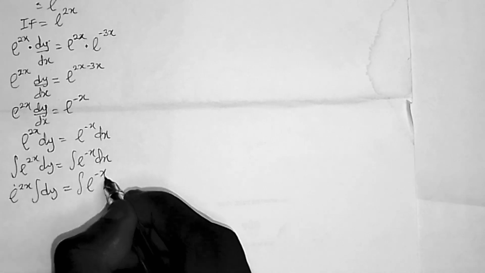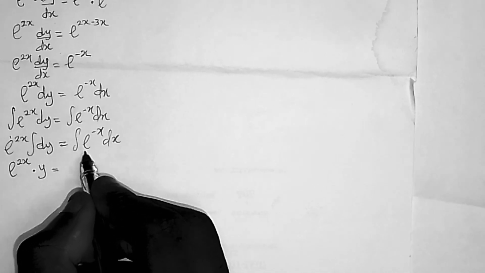Now you can see that this is exponential 2x dy. You cannot integrate it with respect to y, so that means this is a constant. So you have it outside. Then integral dy equal to the integral of exponential minus x dx. And then what would that give us? If you integrate dy, what will you get?